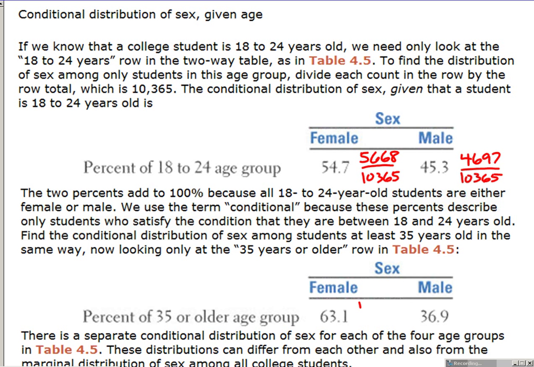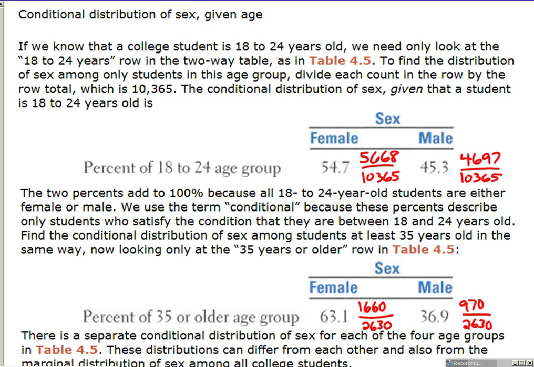We see that there are 1,660 females. Total of that row is 2,630. Divide those out. That's how we get the 63.1%. For males, there are 970 out of the 2,630. So that's how you do a conditional distribution.